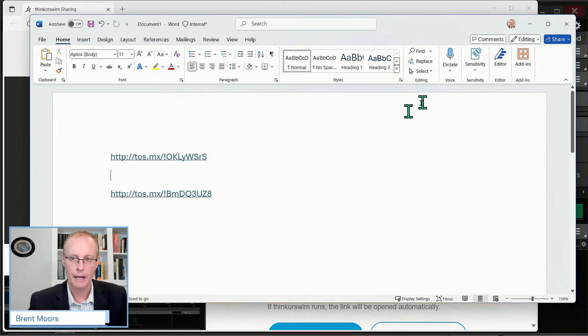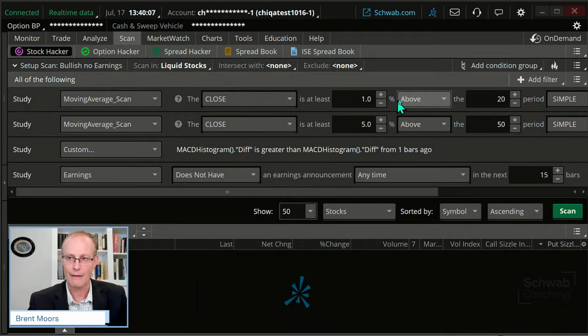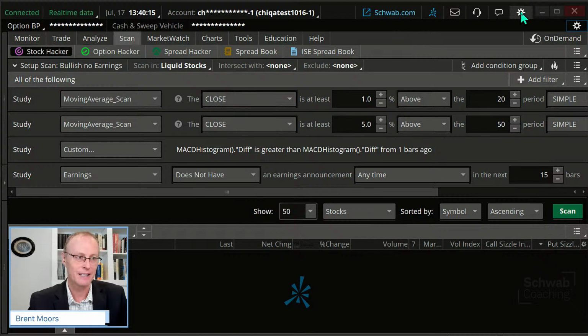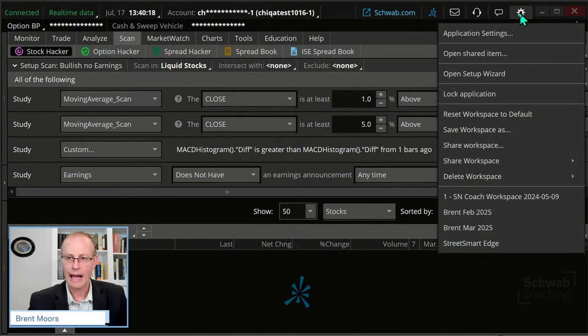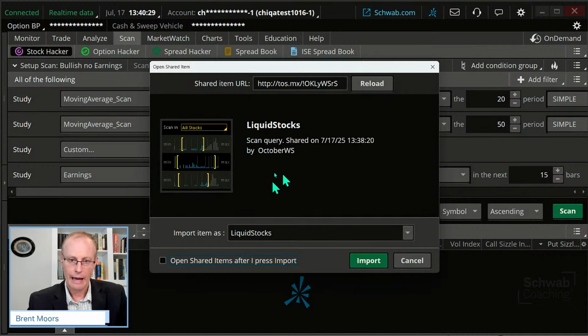But anyway, you copy it, and then you go to your Thinkorswim desktop software platform, you go up to the gear in the upper right, okay? And you click on Open Shared Item. You're then going to paste in that link there. You can click on Preview, and if it doesn't come across as this, you can rename it to whatever you want, and then you can import. I'm not going to do that because I already have it, but that's how you can do it for both of those.